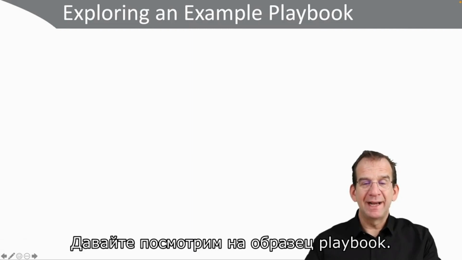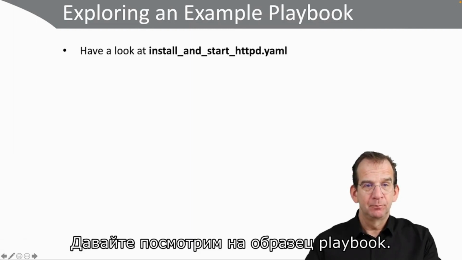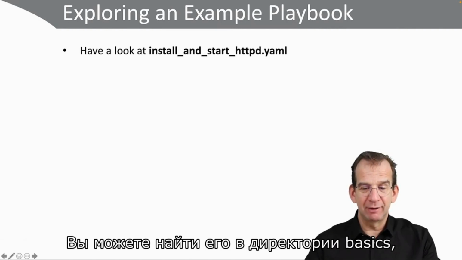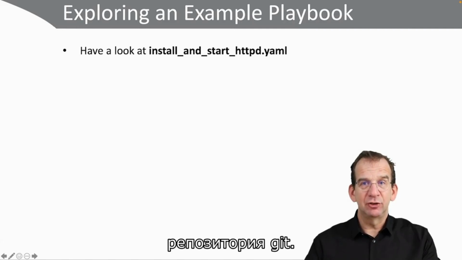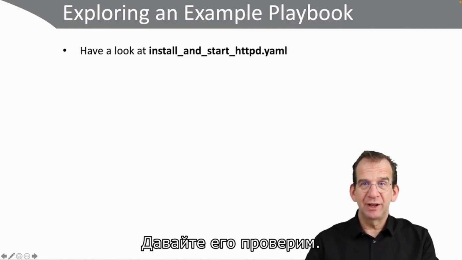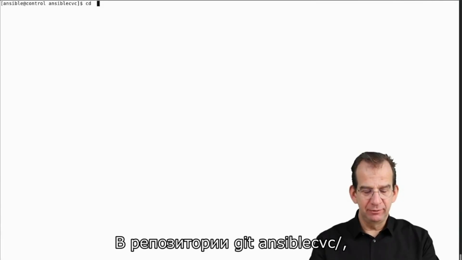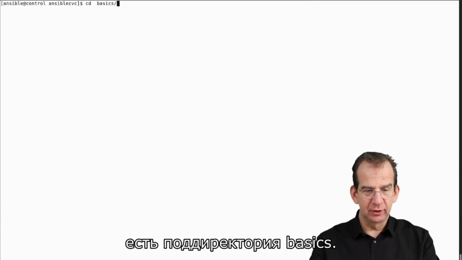Now let's have a look at an example playbook. There is install-and-start-httpd.yaml. You can find it in the basics directory in the Git repository. Let's go check it out. So in the Ansible CVC Git repository, there's the basics subdirectory.